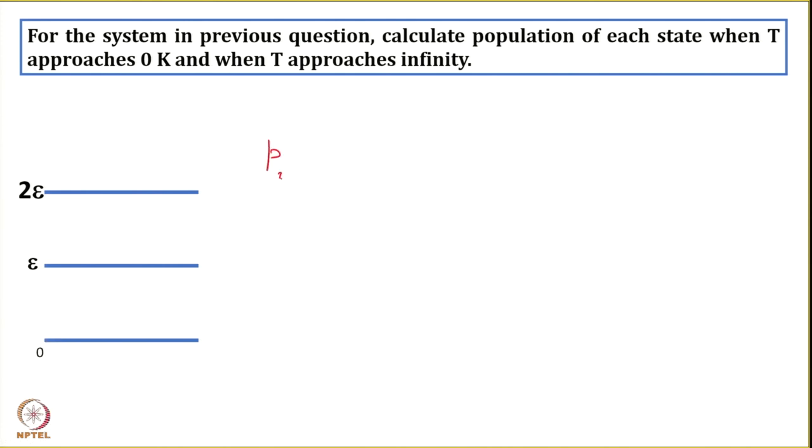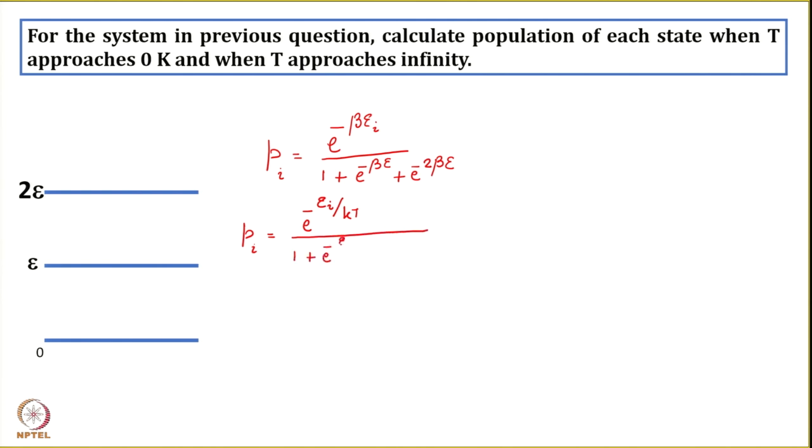So the population of the ith state is equal to exponential minus beta Ei over the partition function. Here it is 1 plus exponential minus beta E plus exponential minus 2 beta E. This is how the fractional population can be calculated. So let us write down Pi is equal to exponential minus Ei upon kT divided by 1 plus exponential minus E upon kT plus exponential minus 2E upon kT.